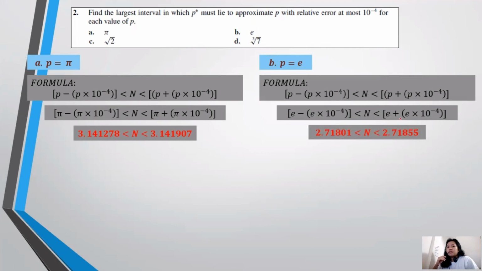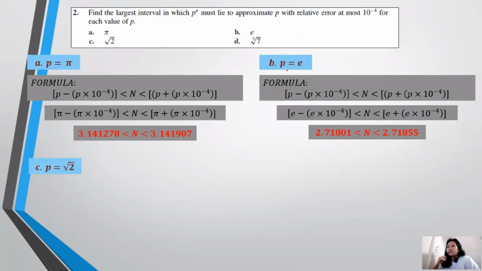So the answer is n is greater than 2.71801 but lesser than 2.71855. So that is the largest interval for P equals e, which is the letter B.